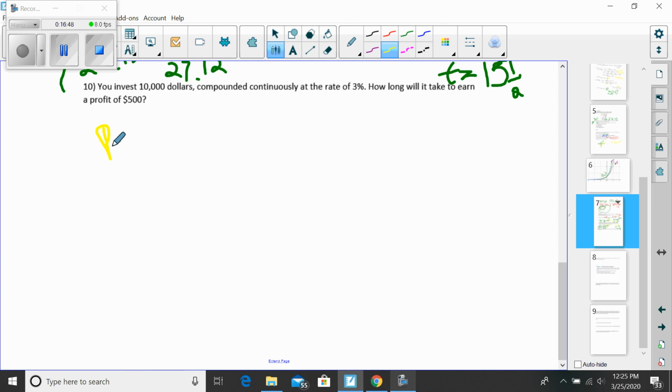Okay, so P times e to the RT is equal to the amount. All right, so you invest $10,000. It's compounded continuously. That's how I know I'm using this and not one of the interest formulas that I introduced earlier. E to the RT. Okay, and I want to know how long it's going to take. So I'm going to be solving for T. I want to know how long it's going to take to earn a profit of $500.